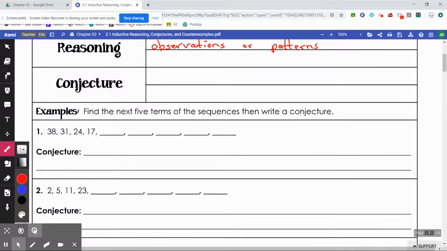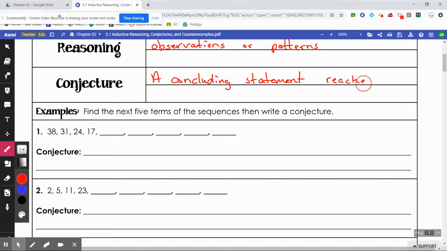Now, a conjecture is a concluding statement reached using inductive reasoning.